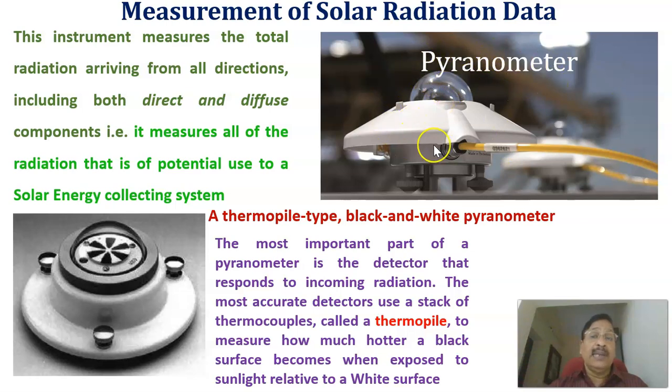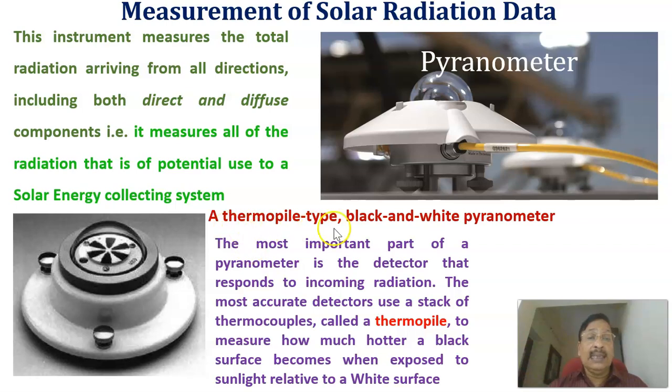This is a picture of a pyranometer. This instrument measures the total radiation arriving from all directions. That is, this dome-based structure can pass all the radiation from all directions of the solar radiation. Both direct as well as diffuse components of radiation can pass through this dome-based structure. Therefore, it measures all the radiation that is of potential use to the solar energy collecting system.